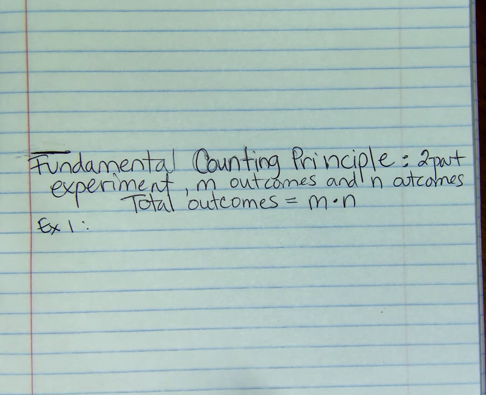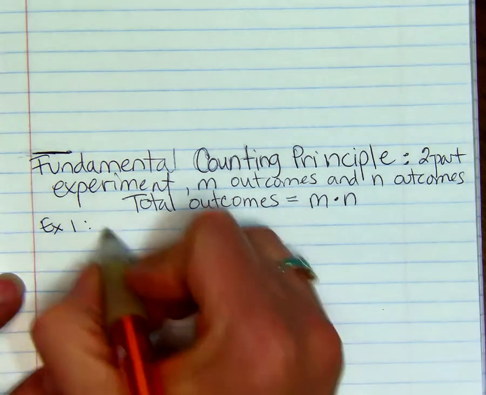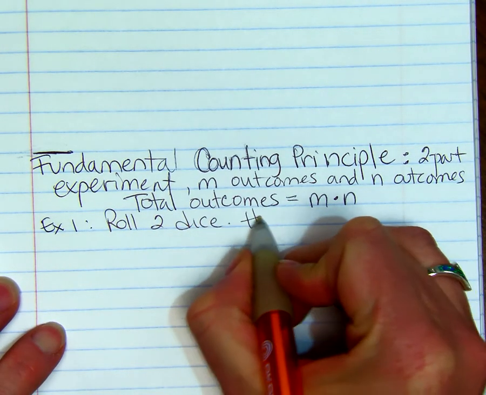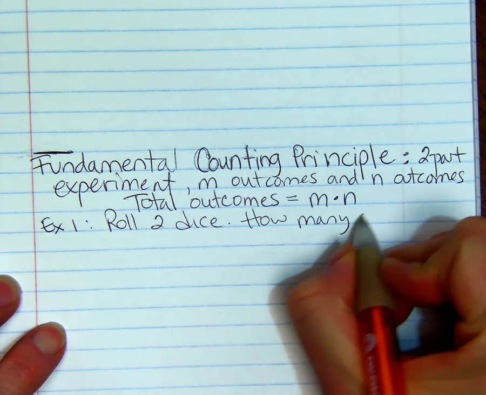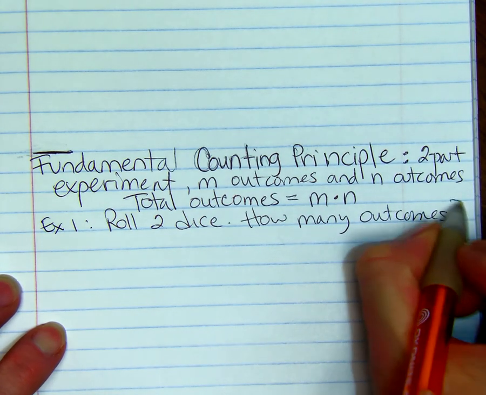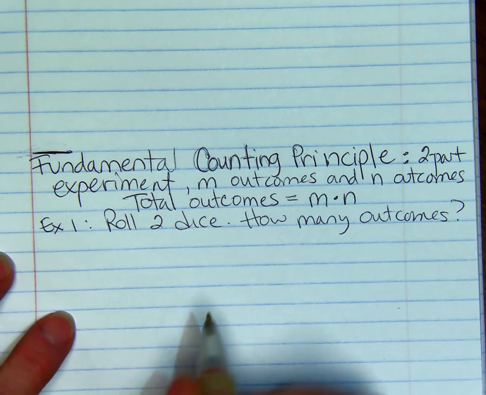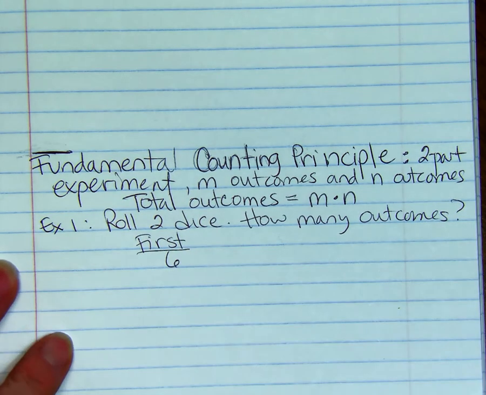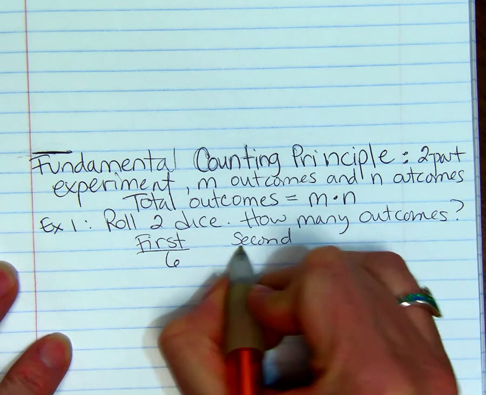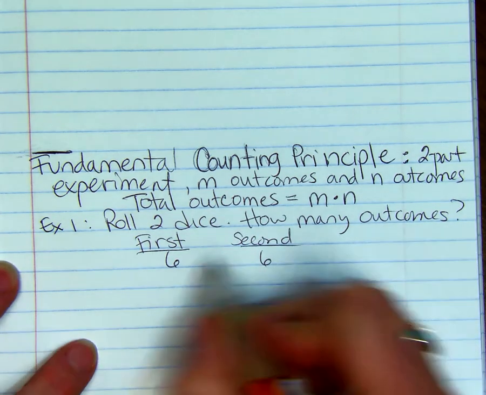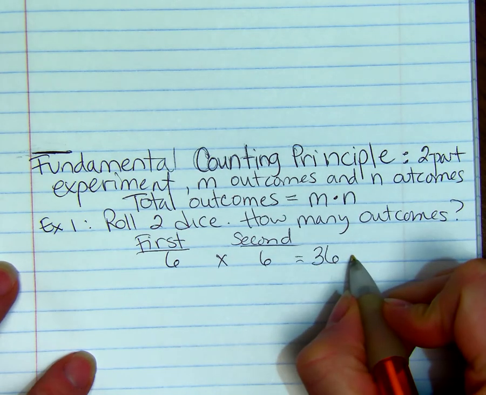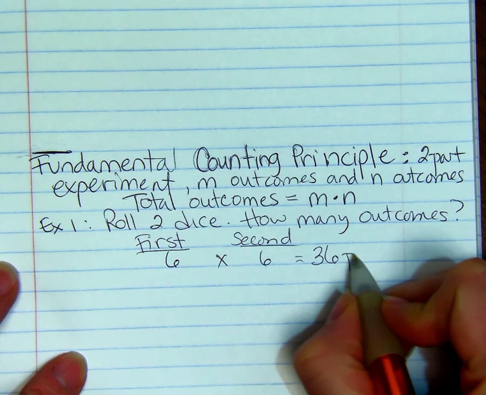So we're going to do an example. The question is, we're going to roll 2 dice. How many possible outcomes will there be? So the first roll, we have 6 outcomes. The second roll, we're going to have 6 outcomes. If we times those 2 together, we're going to have 36 total outcomes.